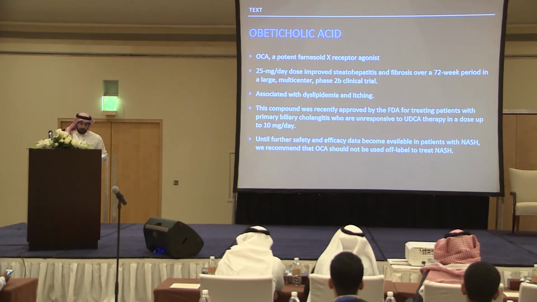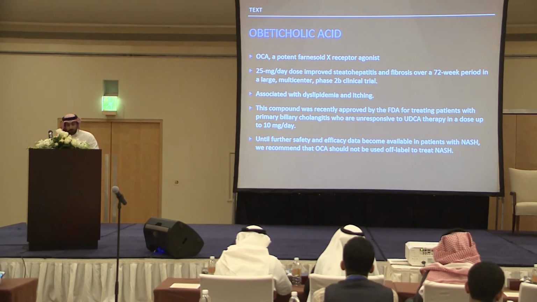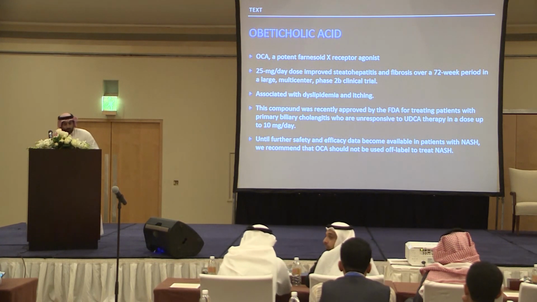A little bit on obeticholic acid. It's a potent farnesoid X receptor agonist. The way it's being tried, 25 milligrams per day, showed that it improves steatohepatitis and fibrosis over a 70-week period in a large multi-center phase 2B clinical trial. It's associated with dyslipidemia and itching. It was recently approved to treat PBC, but till now we can't use it until we have more data, and we recommend not to use it off-label.